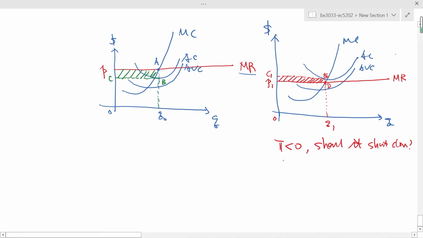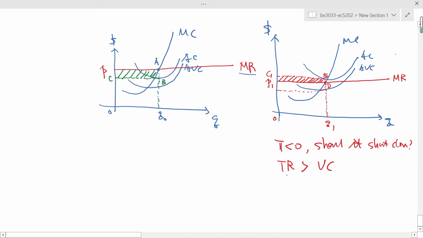So let's compare the total revenue with variable costs. Okay. So we already know the total revenue is the area, the rectangle of OQ1DP1. So where's the variable cost? To find the variable cost, let's find the average variable cost first. So go from quantity up to the average variable cost curve. Read out the average variable cost. That's this many. And we can see that in my drawing here, total revenue is bigger than variable cost.